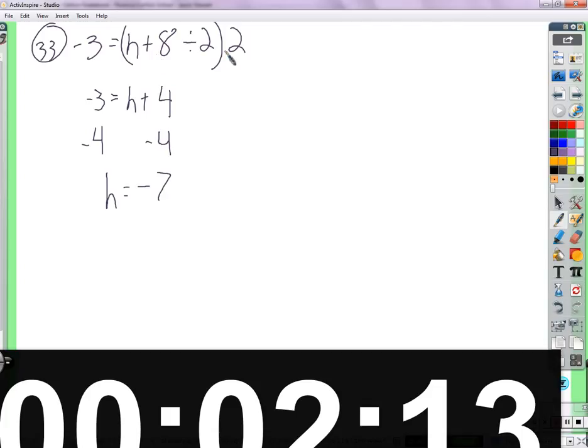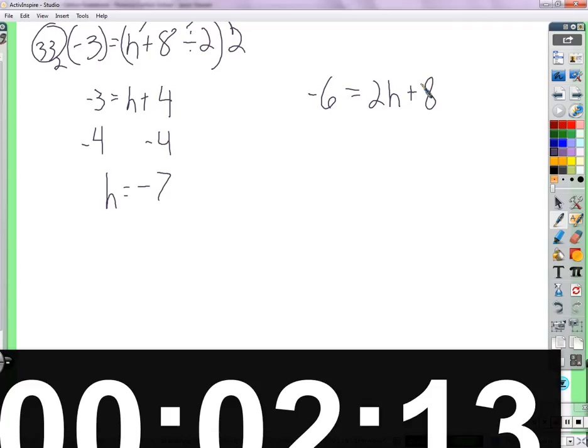You have to distribute. Distribute the 2 to the h and to the 8, divided by 2. And we'd have to multiply by 2 over here. That would look like -6 on the left side equals 2 times h plus 8, because that part of the plan worked, right?